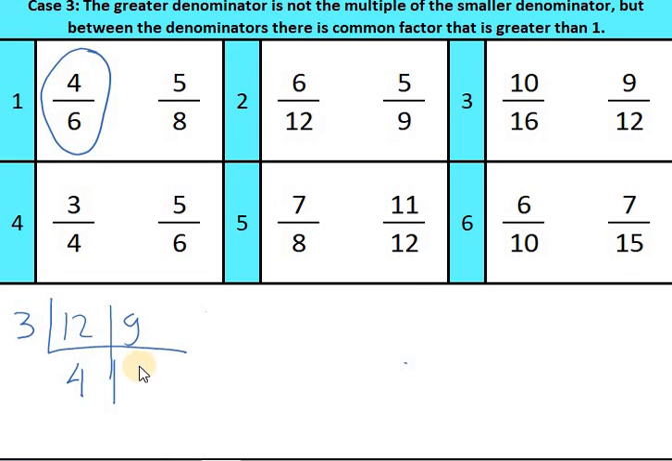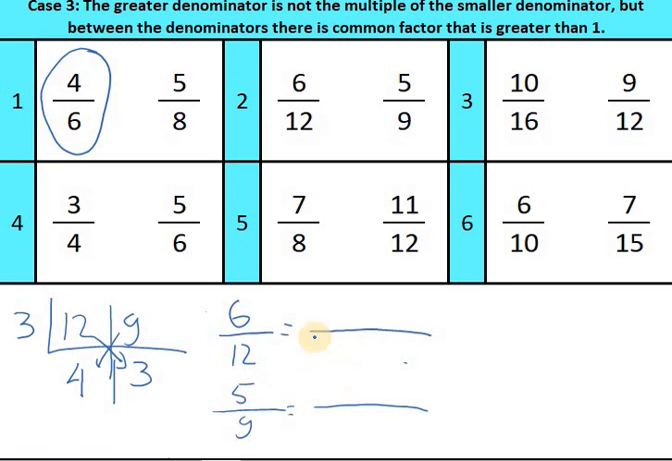9 divided by 3, the result is 3, and then we cross over like this. Okay, and then please pay attention, this is what we need to do. So we need to rewrite the fractions, right? We need to rewrite the fraction. Now we change the fractions so that they have the same denominator. After that we do the comparison.